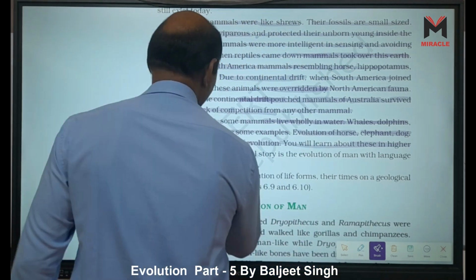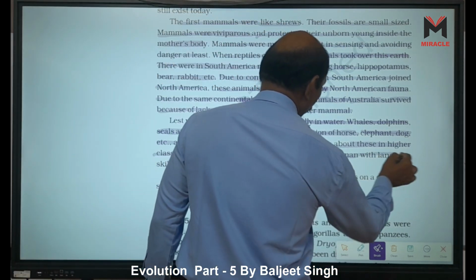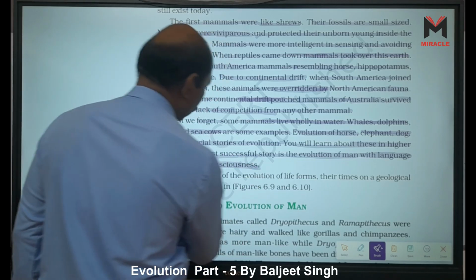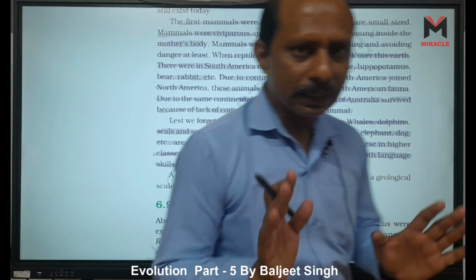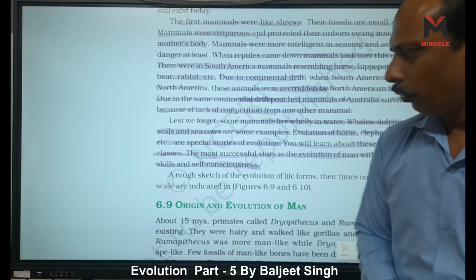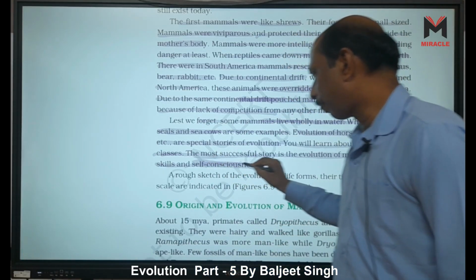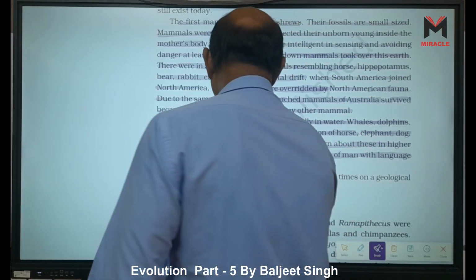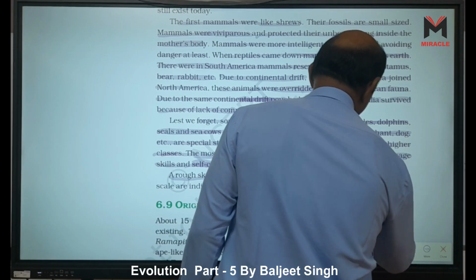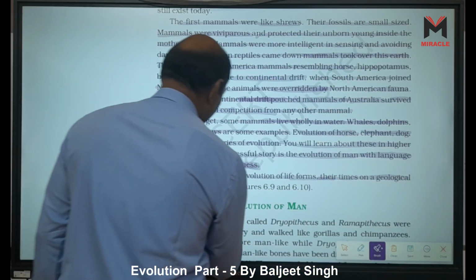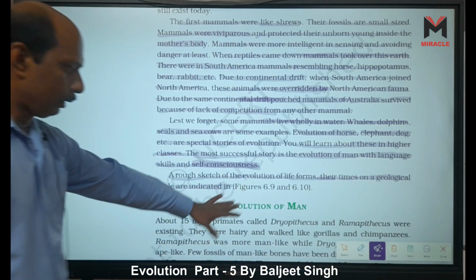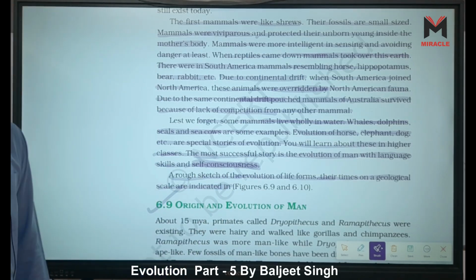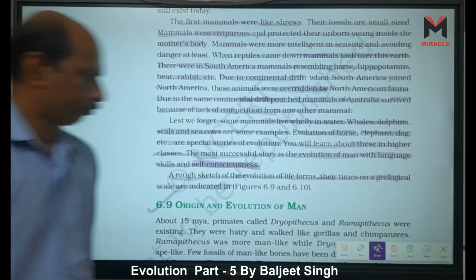The most successful story is the evolution of man with language, skill, and self-consciousness. Only a single animal, the human, has self-consciousness. He thinks about himself. A rough sketch of the evolution of life forms, with their times on the geological scale, is indicated in this new point, origin and evolution of man.